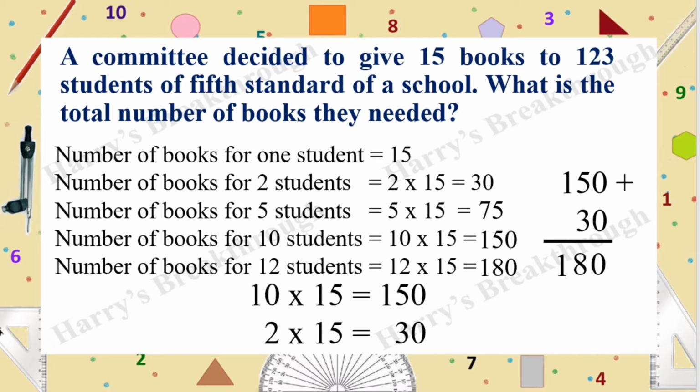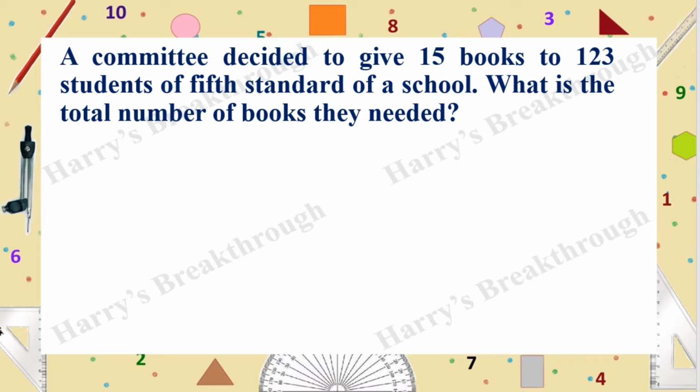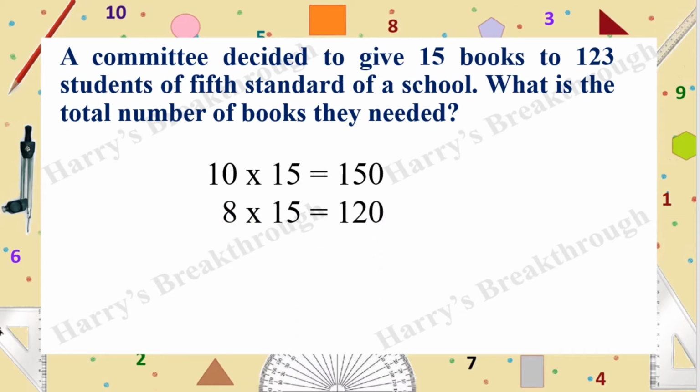So like this you can find these types of problems. Let's do another one. Suppose the number of students is 80, how many books do we need? We know that 10 into 15 is equal to 150. Then we have to find 8 into 15. So 8 into 15, you can do multiplication here. 8 into 15 is equal to 120. Then let's add these two numbers. 0 plus 0, 0. 5 plus 2, 7. 1 plus 1, 2.